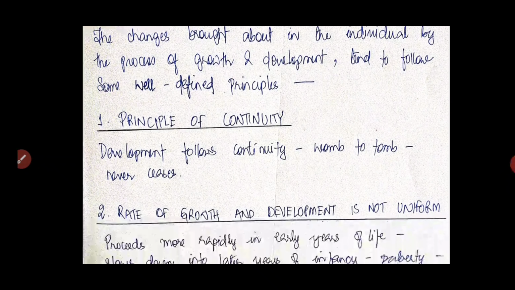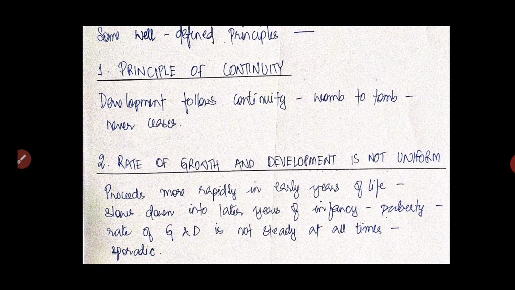An individual starting his life from a tiny cell develops his body, mind, and personality through a continuous stream of development. The rate of growth and development is not uniform. Although development follows continuity, yet the rate is not steady. It proceeds more rapidly in the early years of life but slows down in the later years of infancy. And again, at the dawn of puberty, there is a sudden rise in the speed of growth and development, but it is not maintained for long. Therefore, at no stage does the rate show steadiness. It rather takes place sporadically, intermittently.